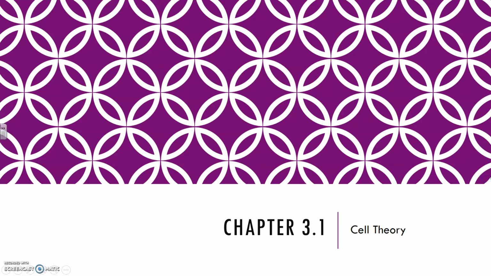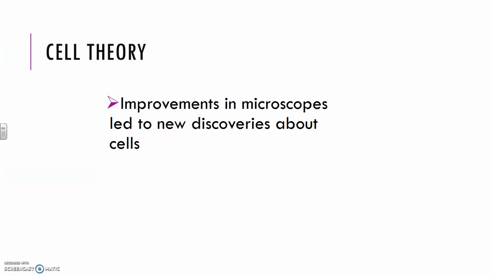So in chapter 3, we're going to start talking about the cell. So again, the cell is the basic unit of life. So it is incredibly important when we start talking about biology. So with cell theory, these discoveries about cells really came out of the improvements in microscopes.